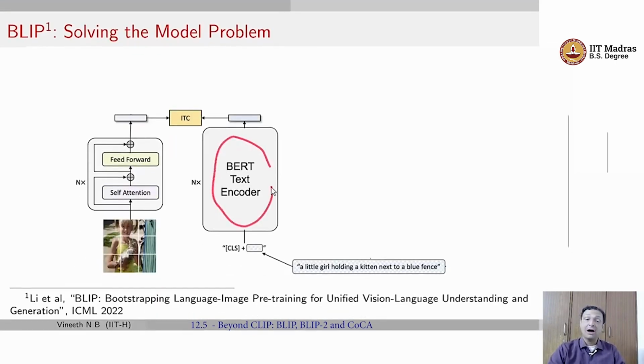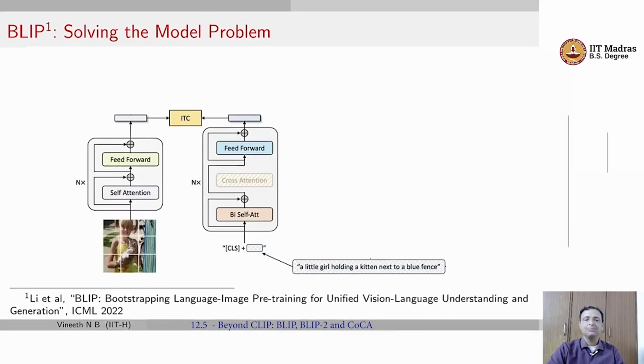On the next block, we have the BERT text encoder, where we provide the caption corresponding to the image, which came with the noisy web scrape text, for instance, along with a CLS token. Please keep in mind that whenever you have a CLS token provided to a transformer, it becomes the output token of the transformer from which the classification label can eventually be obtained. So they have the CLS token, and you have the output here of the BERT text encoder. So there is an image text contrastive loss. We'll come to this in a moment as to how that is done.